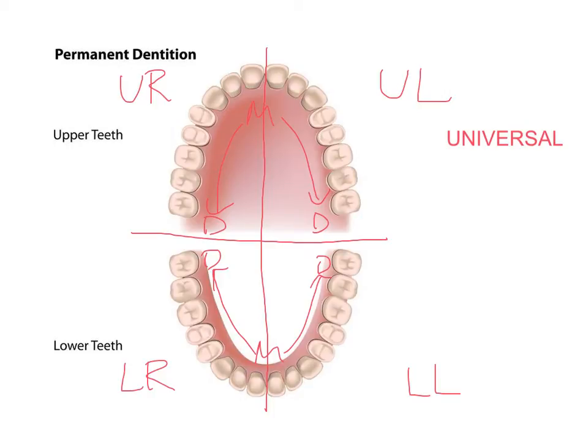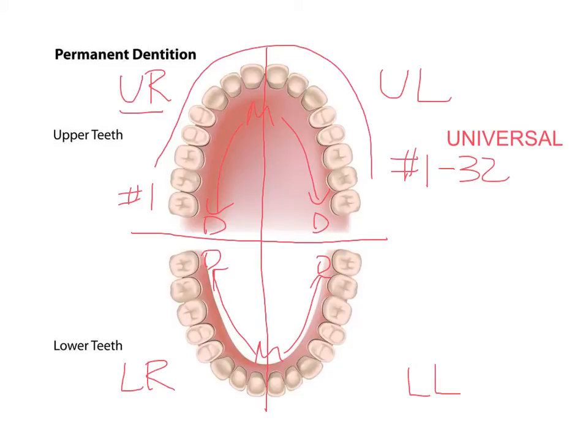Here, we will be reviewing the rules of the universal tooth numbering system using a diagram of permanent dentition. The universal numbering system is sequential from number 1 to number 32, beginning from the patient's upper right side, going all the way across to the patient's upper left side, coming down the patient's lower left side, and going all the way across the patient's lower right side.